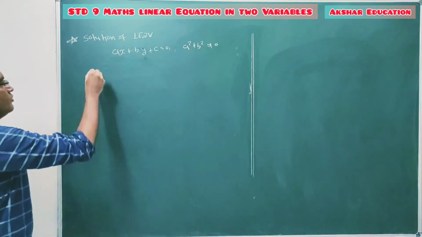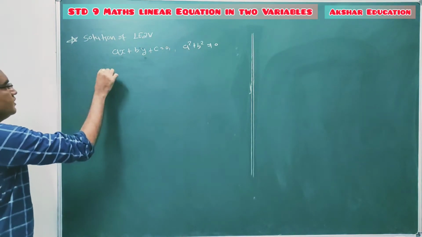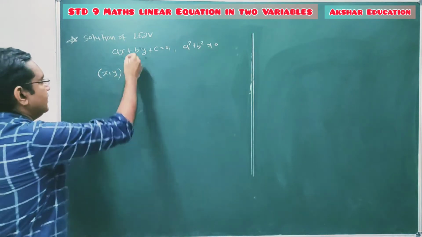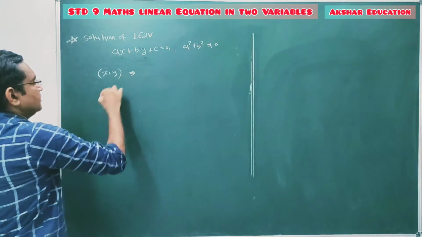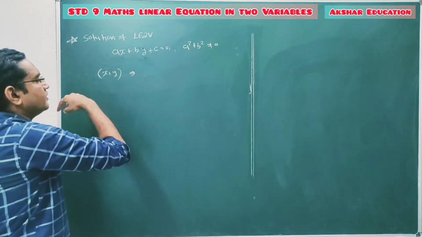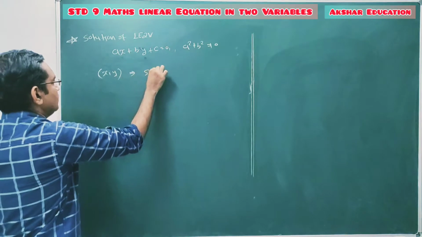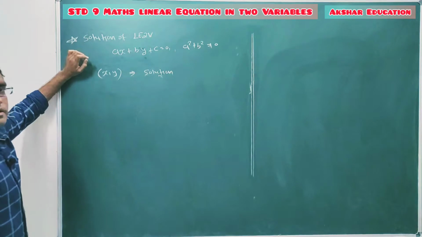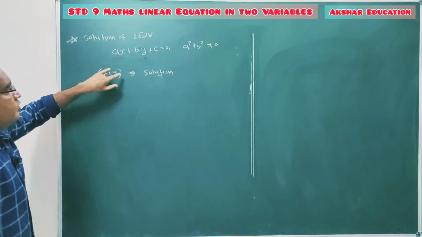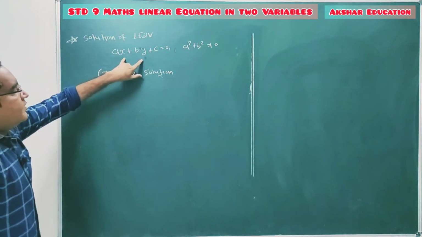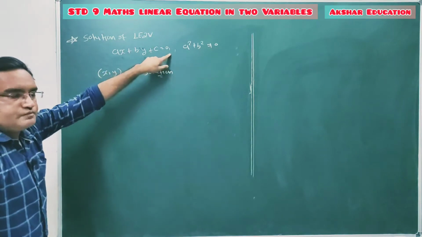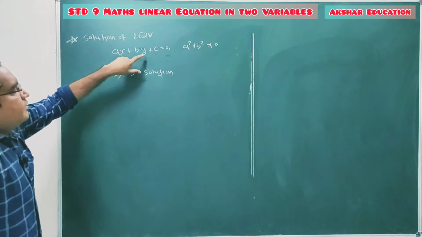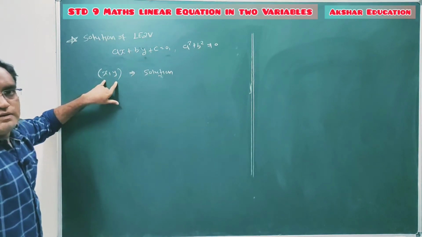Now what is the solution? So solution of this linear equation is nothing but the ordered pair (x, y), the values of x and y which satisfy our given equation. The values of x and y which satisfy our given equation are known as the solution of this linear equation in two variables. Clear? So we have to put the values of x and y in this equation, and if they give us the value of the right hand side, then we can say that the given equation in two variables has the solution (x, y).